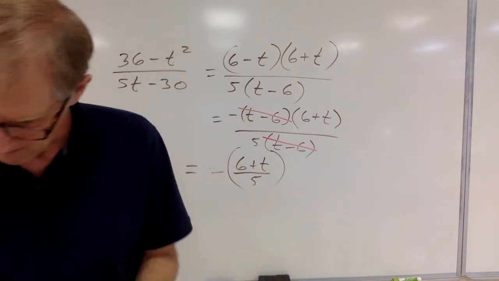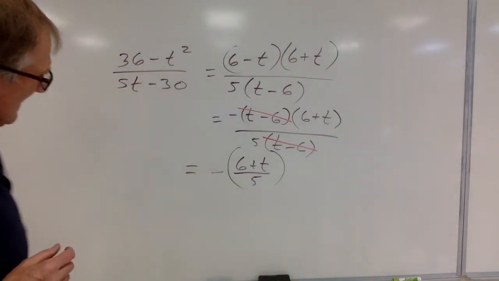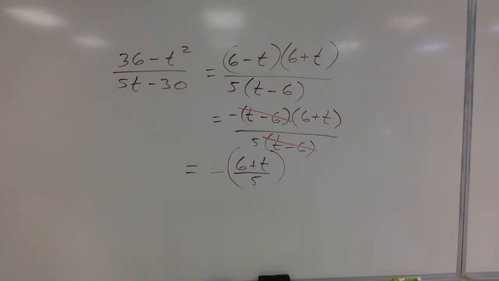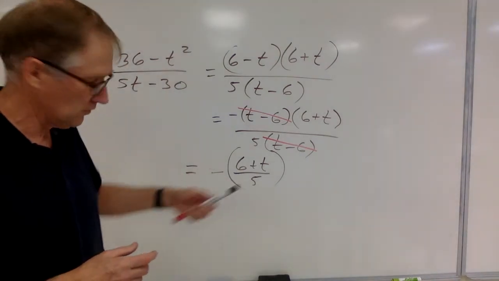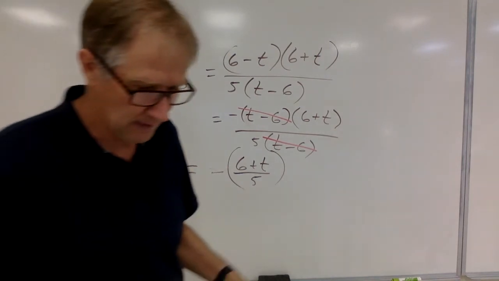All right. Yeah, the excluded value is technically 6 if you were to leave it up here. But I don't like the way they state that in the book, because if you simplify it, you no longer have an excluded value. So I think that I don't like the way they did that.